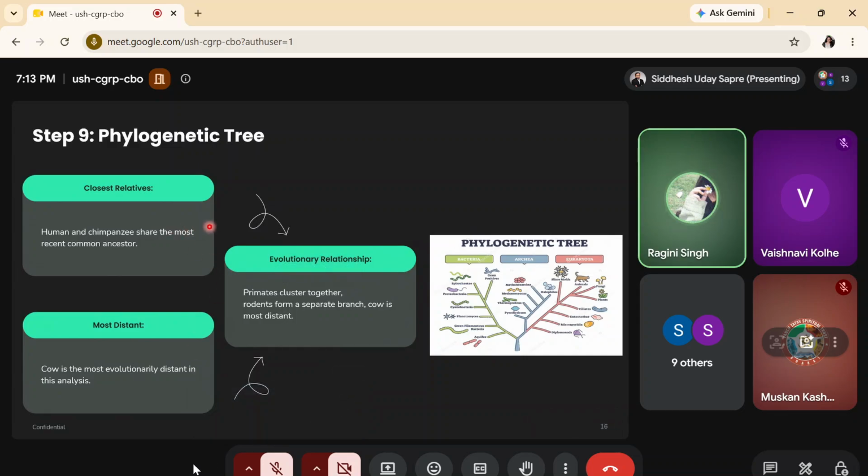This is the phylogenetic tree, which shows the closest relatives. Human and chimpanzee share the most recent common ancestor. Most distant is the cow, which is the most evolutionarily distant in the analysis.